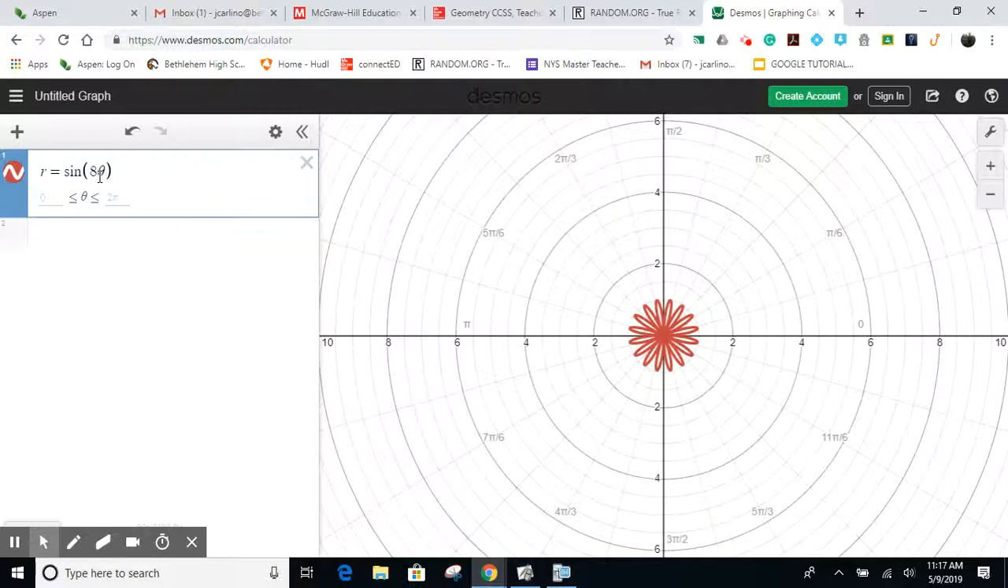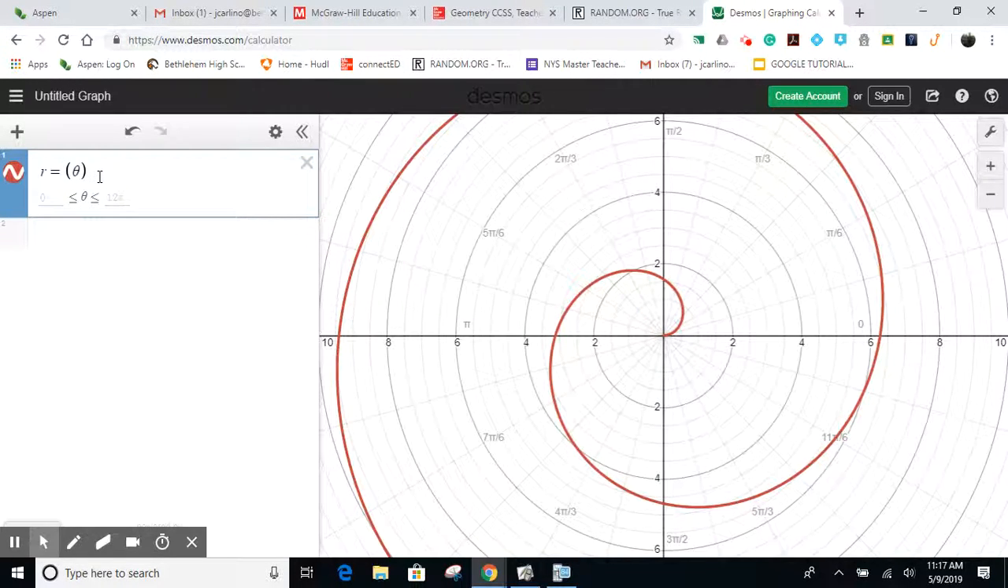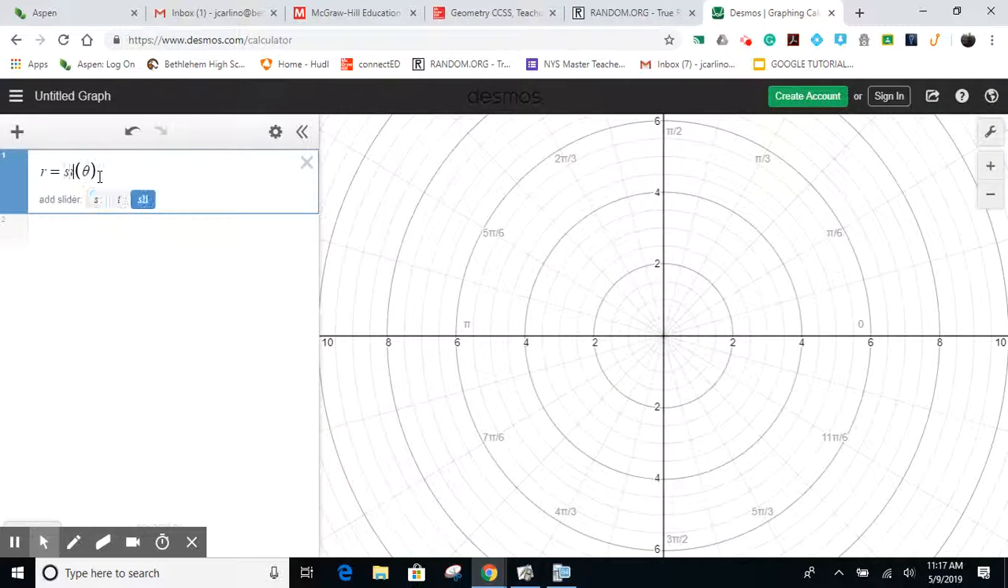Whoa, that's cool. Do sine 8 theta. Just delete the R, sine, equals theta. Hey, you guys are nuts. Look at playing around with this. You guys that told me to go 8 there, that's what we're getting into. That's the last type of graph we're going to do.